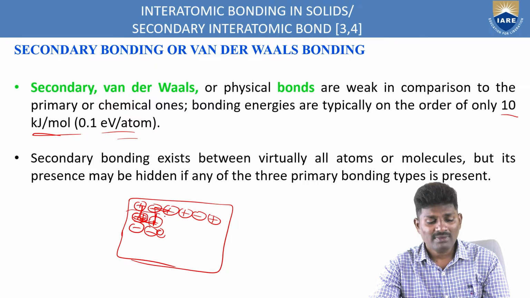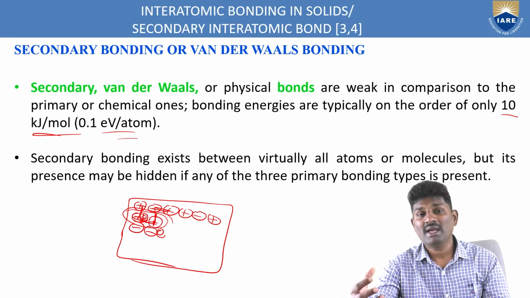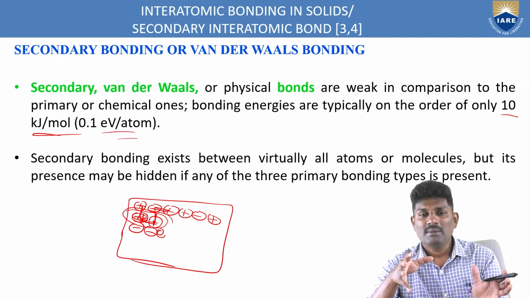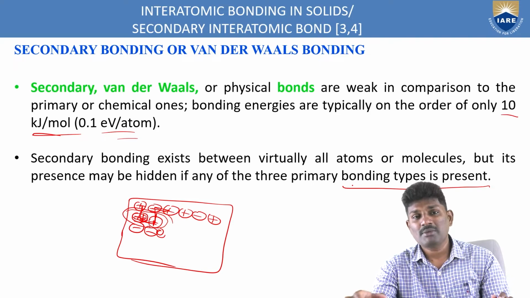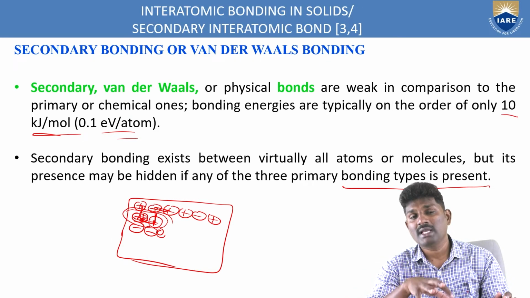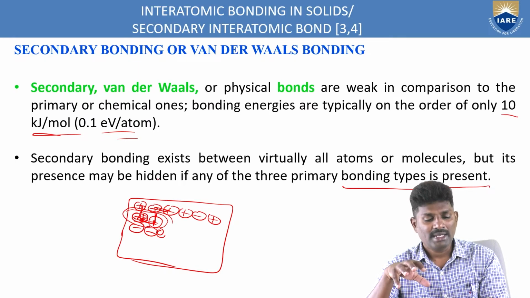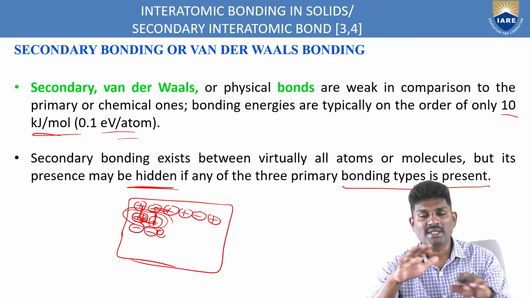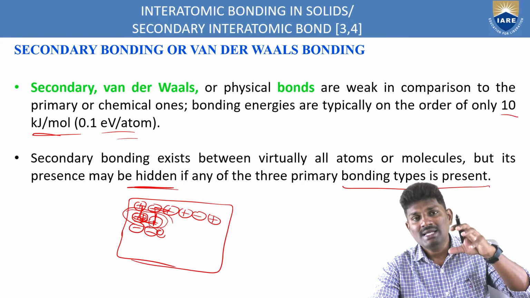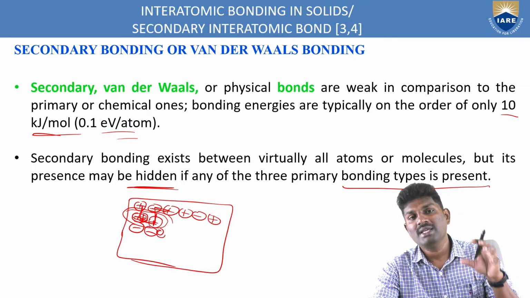That means you have an existence of the secondary bonding, though it is a primary bonding, but we are trying to hide it. Why? Because the presence of primary bonding is more when you compare with the secondary bonding. Because the presence of the primary bondings is very high, the secondary bondings are hidden, though they exist. So in any type of material, we have the existence of the secondary bonding, but because of the presence of the primary bondings, the secondary bonding is hidden.